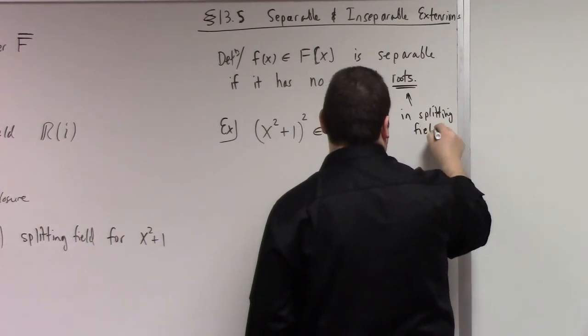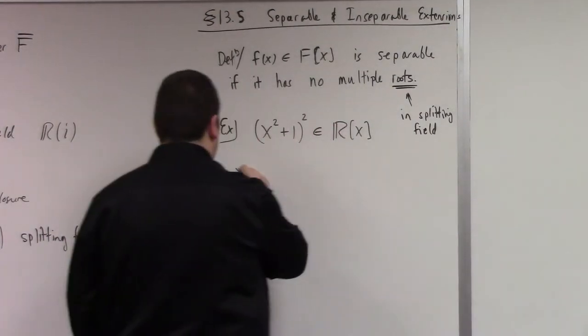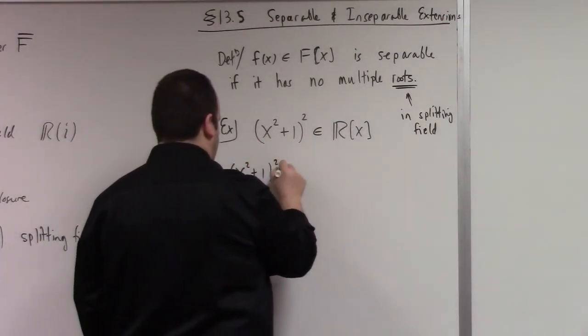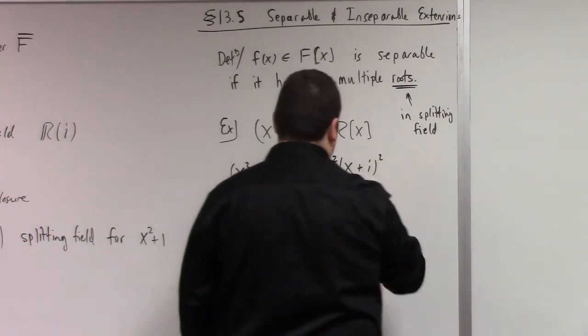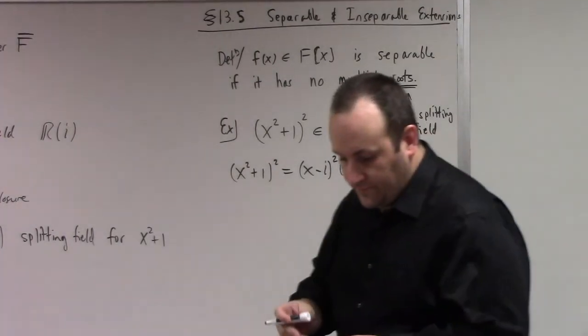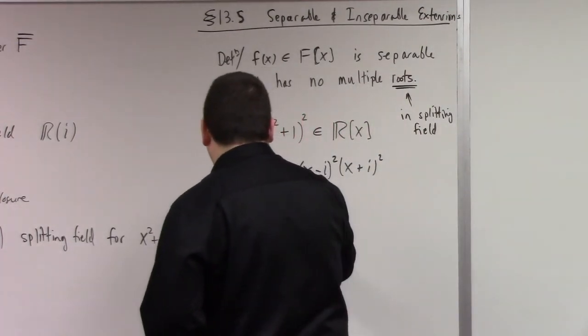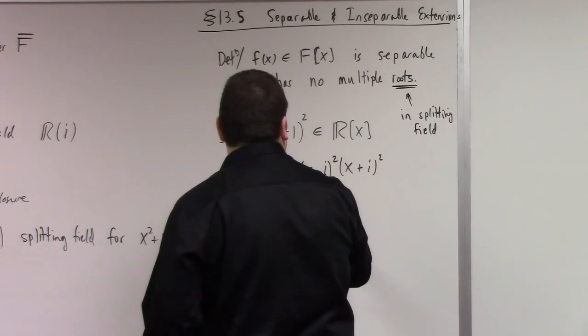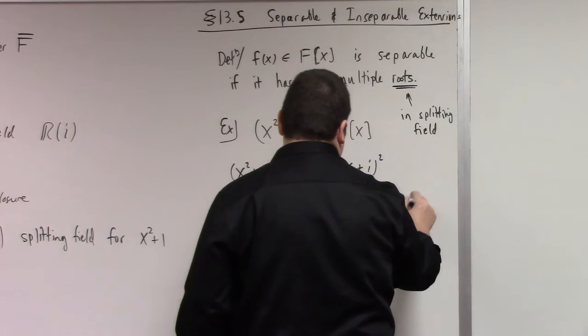Right? So in fact, this is an inseparable polynomial because, as you guys know, (x squared plus 1) squared is actually equal to (x minus i) squared times (x plus i) squared. It has a double root, right? It has an irreducible factor squared, two of them in fact. So this is an inseparable polynomial over R.